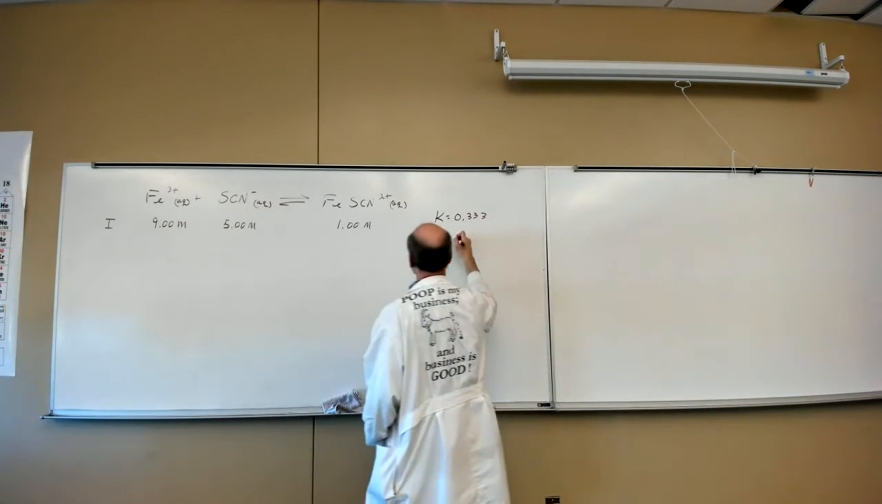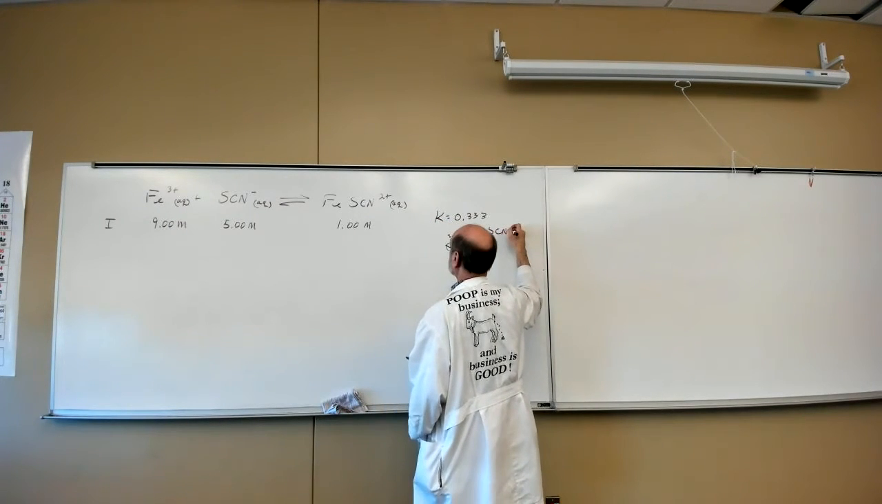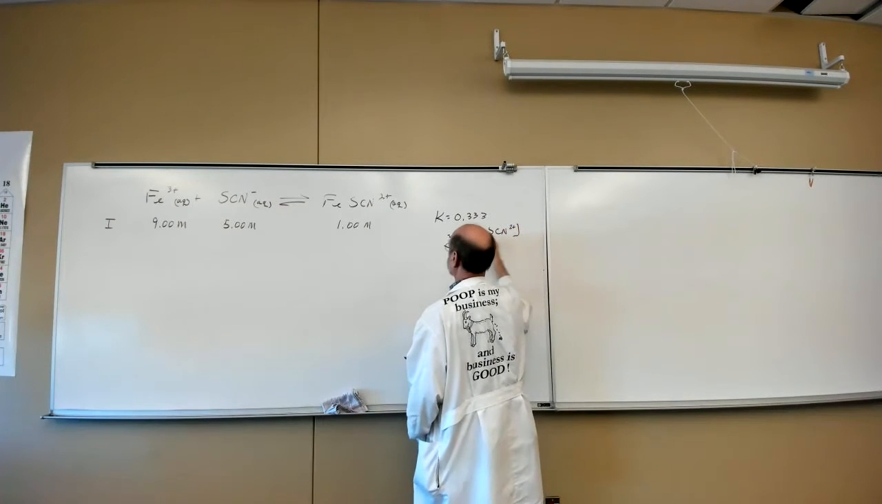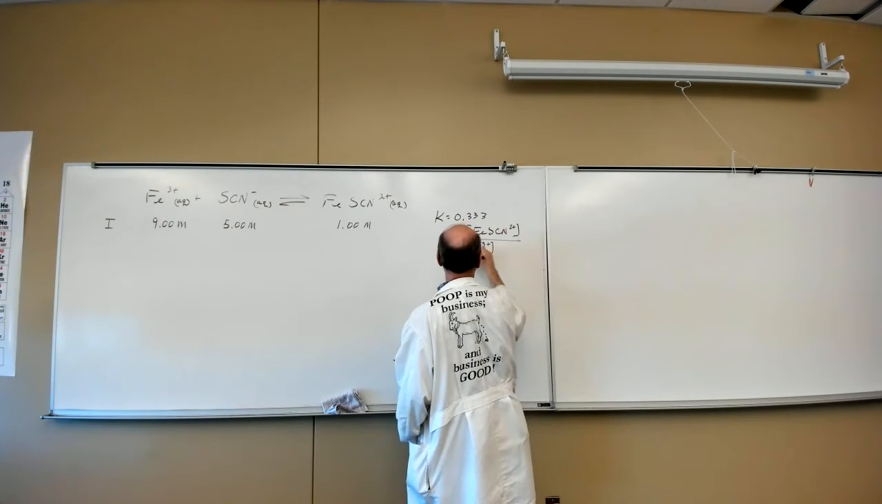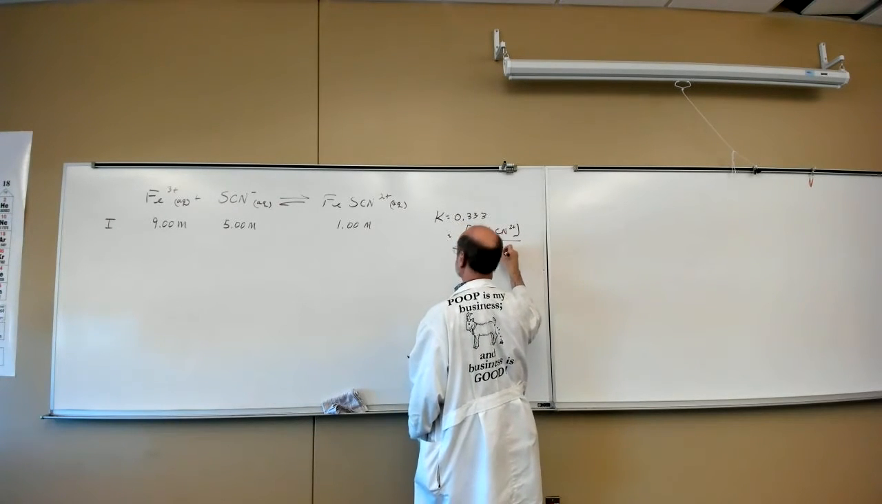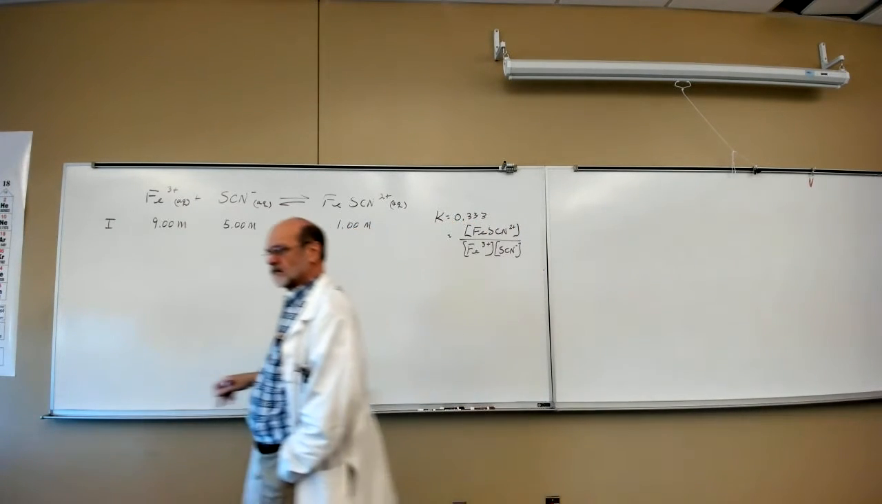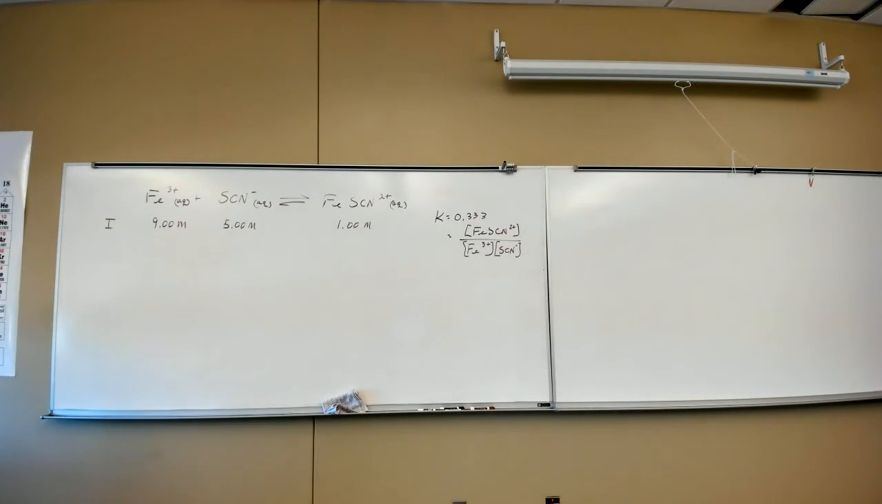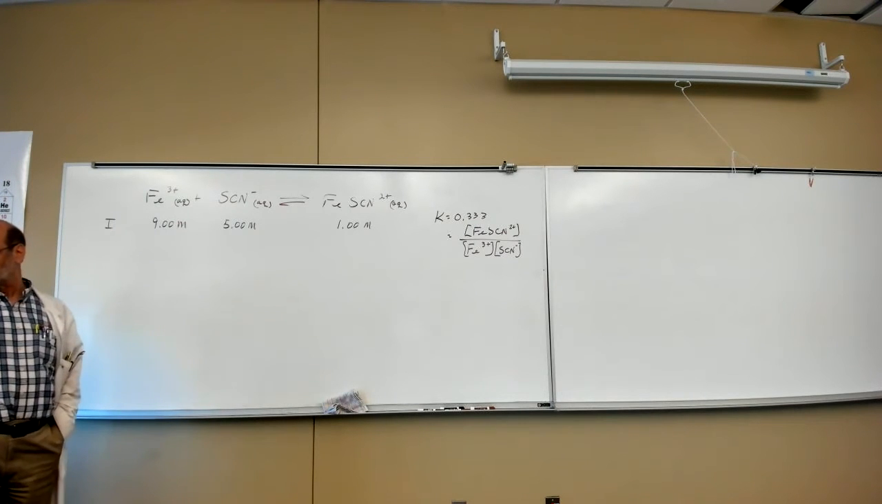Which is equal to the product divided by iron and thiocyanate. I think we're going to do this one today. That's one of our little exercises in there. We're not going to quantify it, of course. We're going to investigate it in terms of the shift.